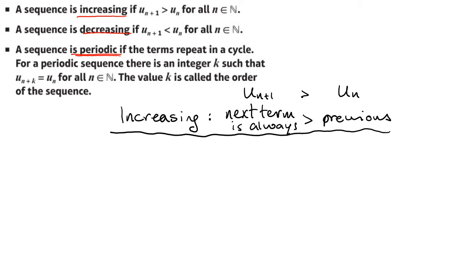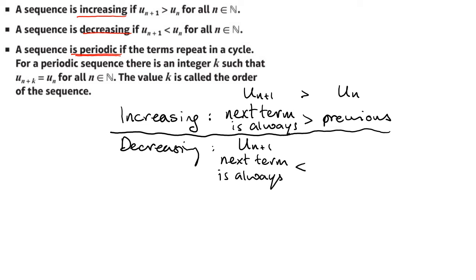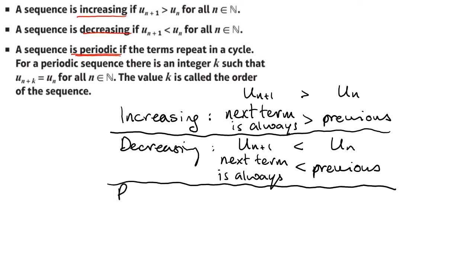If a sequence is decreasing, then the opposite is true, and that is that U_(n+1), which is the next term, is always less than the previous term. So it's going down. Each term is less than the last. So U_(n+1) is always less than U_n.